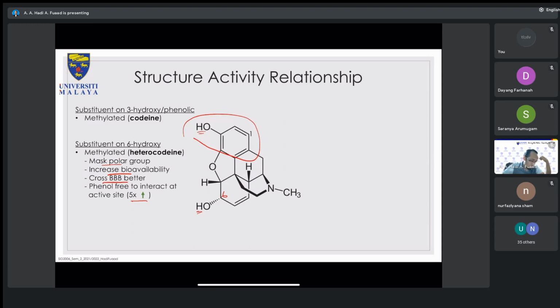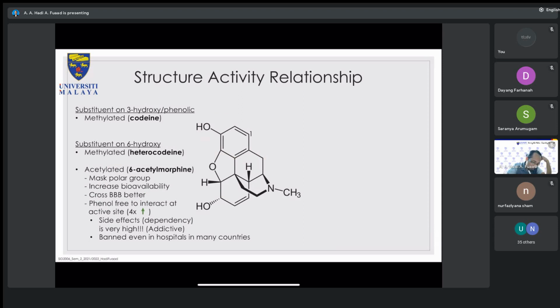Okay, and then next one, you have acetylated. So the first one is just methylated, so you form a methyl. Second one, if you acetylate that one, you have a C double bond O over there. In a similar manner as if you just methylate it, you mask the polar group. Again, you increase the bioavailability. It passes through the blood-brain barrier better, and therefore again the phenol is free to interact with the receptor even better, and thus you get an increase in activity. But this time around it's at position 6. The data shows it's about 4 times greater.